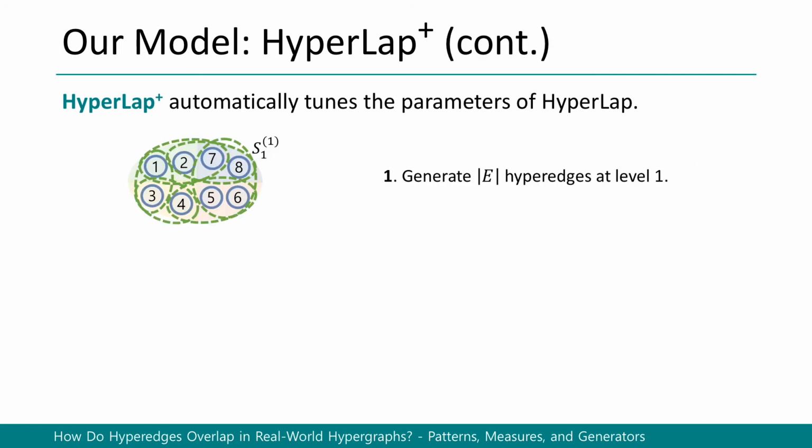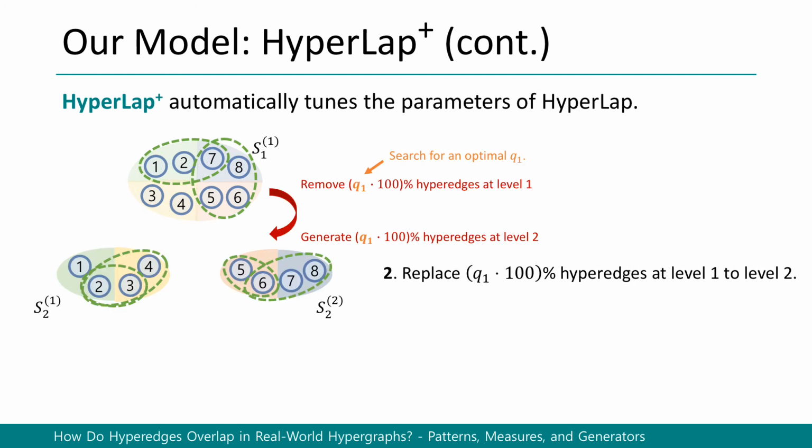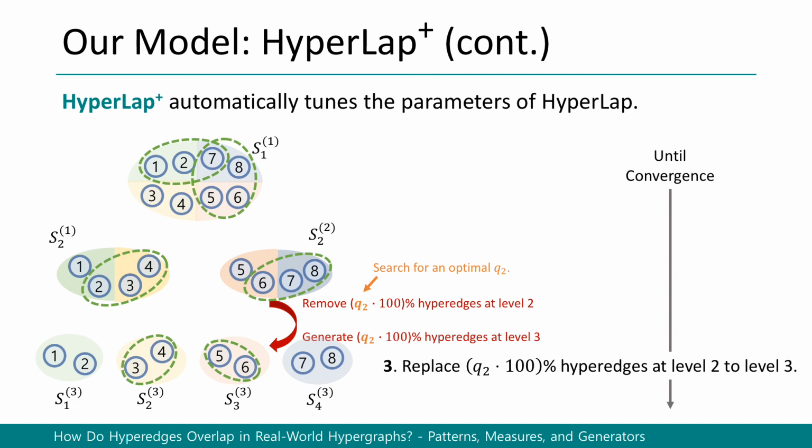At first, we generate all the hyperedges at level 1, so it is equivalent to HyperCL, which generates hyperedges from the entire set of nodes. Then we replace some of the hyperedges at level 1 with level 2. The ratio of the replacement is searched by our objective function, HHD. In the same way, some of the hyperedges at level 2 are replaced with level 3. This is repeated until convergence, so it continues until the HHD does not decrease anymore.